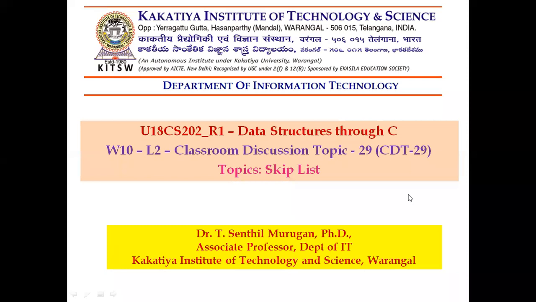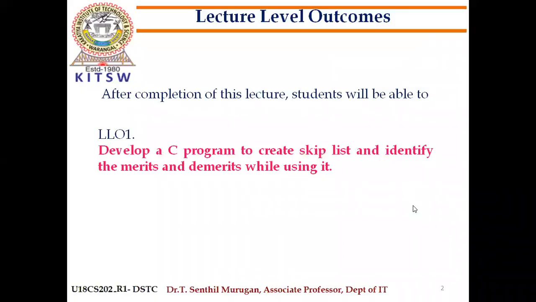So this is week 10 lecture 2 classroom discussion topic 29, skip list. Before discussing this skip list, we must discuss the course or lecture outcome of the particular lecture. After completion of this lecture, students will be able to develop a C program to create a skip list and identify the merits and demerits while using it.